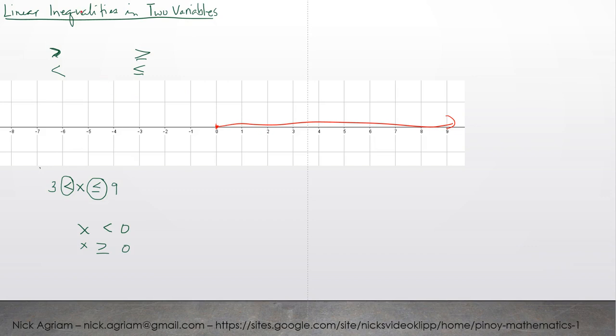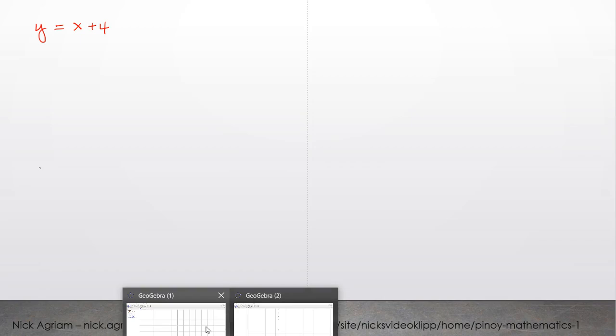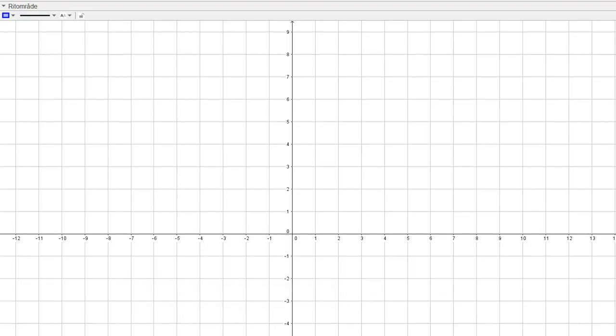And when we are talking about two variables, that is for y, I just want you to see. When we are talking about two variables, for example, we have y is equal to x plus 4. When we graph that, it will look like this.